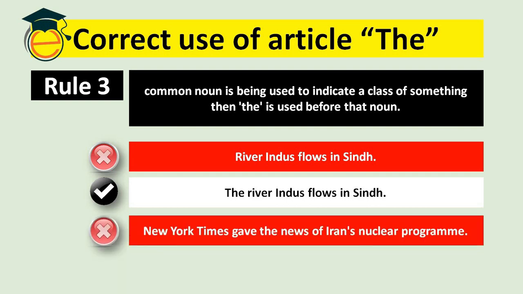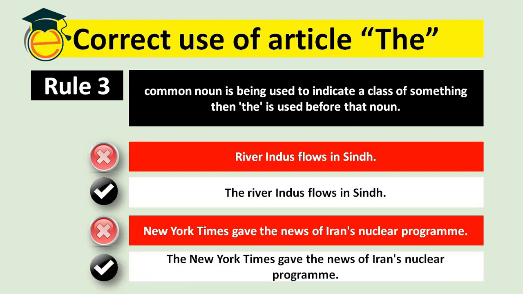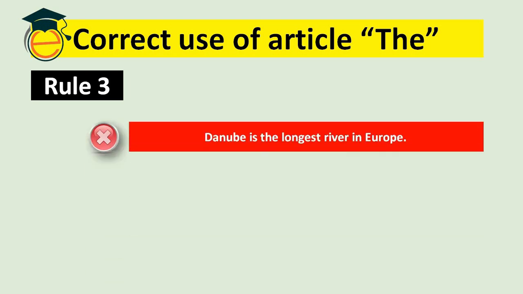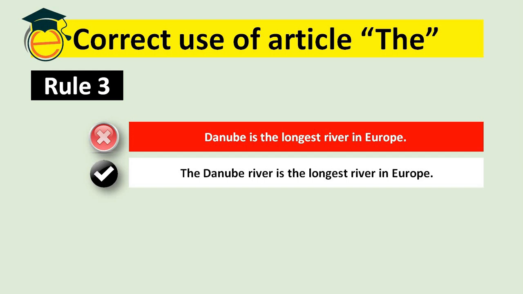"New York Times gave the news of Iran's nuclear program." Yes, "The New York Times gave the news of Iran's nuclear program." Some more examples of rule number 3. "Danube is the longest river in Europe." We have to put "the": "The Danube River is the longest river in Europe."